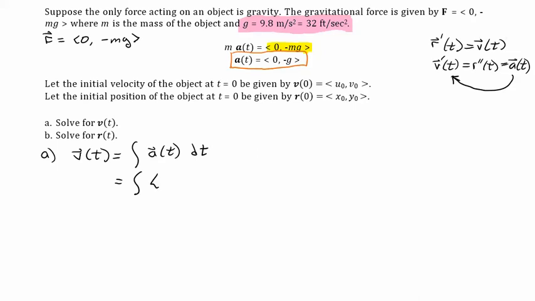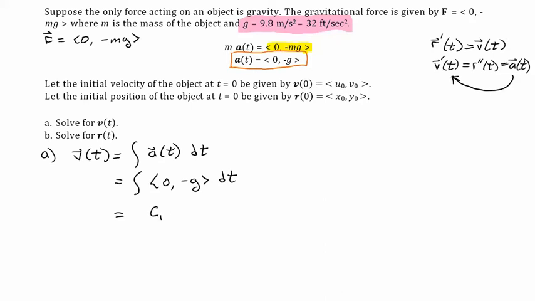So remember our acceleration vector up here in this scenario with gravity as the only force. We're going to take the integral of this vector valued function in terms of t. The way we do that is just by integrating each component. The integral of 0 is going to be some constant. Let's call it c sub 1.